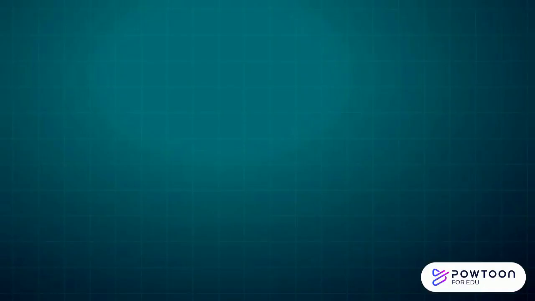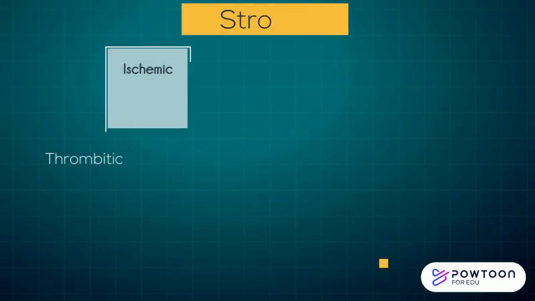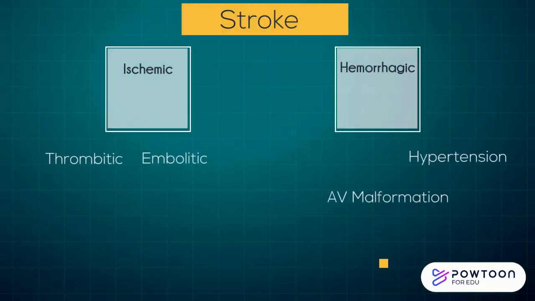There are two types of strokes. You have ischemic, which is lack of blood flow, or hemorrhagic, which is a bleed. Both of these cause lack of perfusion to the brain tissue itself. Ischemic has thrombotic and embolic, whereas hemorrhagic has aneurysms, AV malformations, and hypertension.